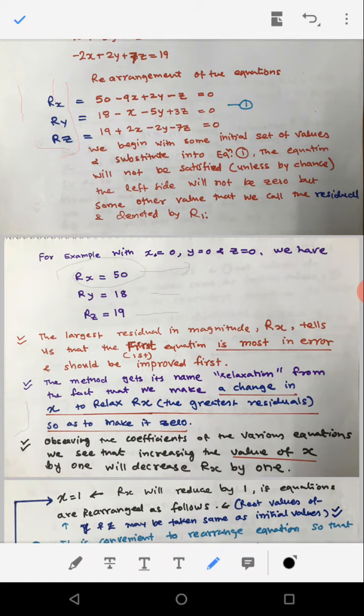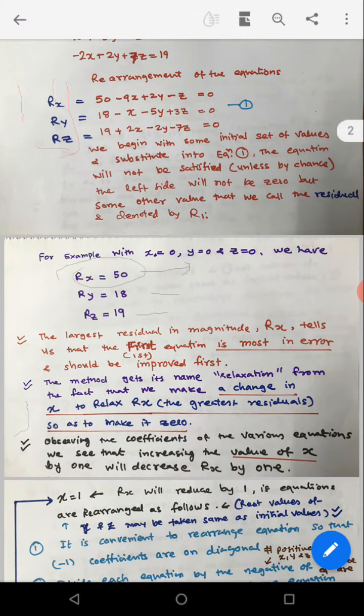So the x value, we can take it exactly equal to Rx. Why exactly equal? See, if we increase the value of x by 1, you will be able to decrease the value of Rx by 1. And so if we take the value of x equal to Rx, we will be able to reduce Rx to 0. That is the main purpose of the method that we are going to see here.